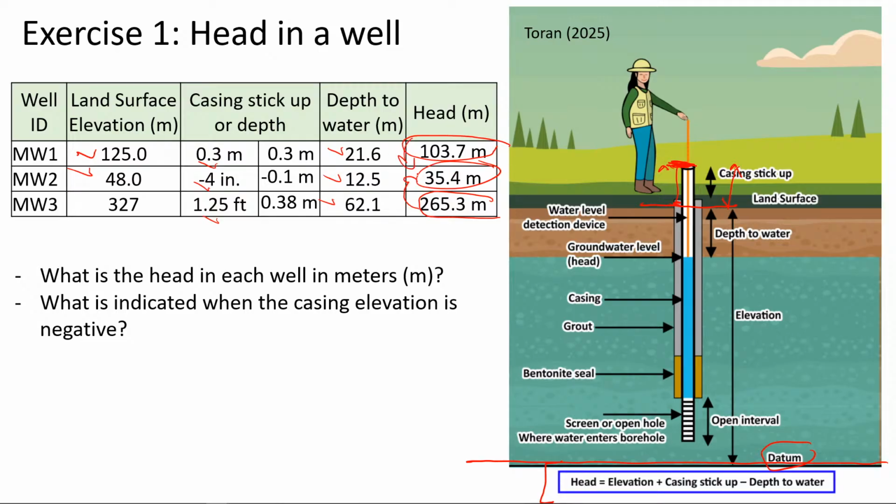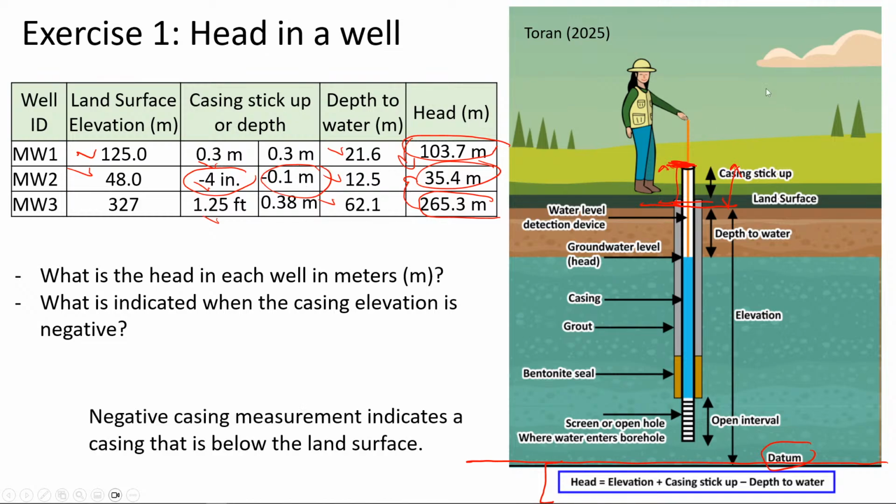What does this negative casing indicate? What does a negative casing stick-up depth mean? This indicates that the casing measurement is below the land surface. Like here, your casing is below the land surface. So that is what would be the negative. A negative measurement indicates that the casing is below the land surface.